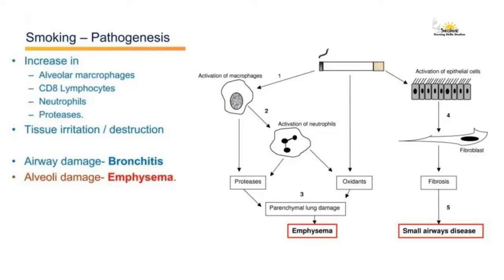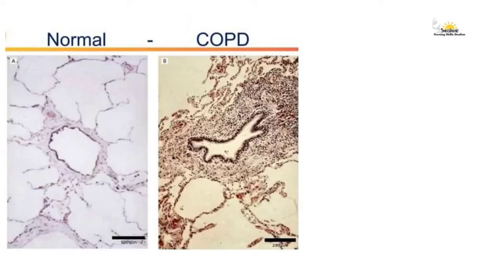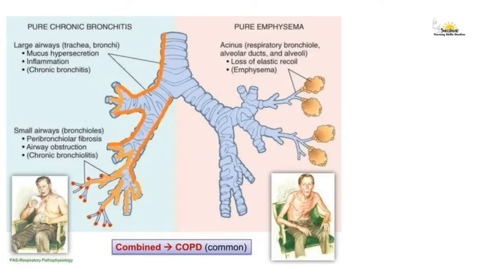Now let us understand the pathogenesis of smoking. The image here shows the difference between the normal, healthy lung and the smoker's lung. COPD also includes some diseases like bronchitis, which is shown here as the bronchitis lungs, and we are also going to see pure chronic bronchitis and pure emphysema. The image represents the difference between bronchitis and pure emphysema.